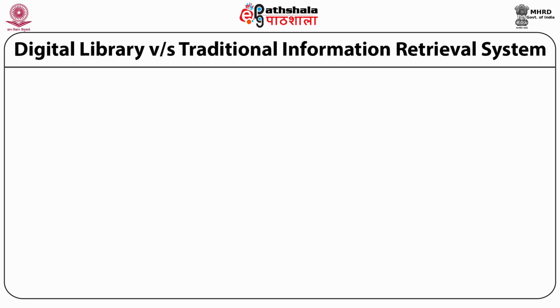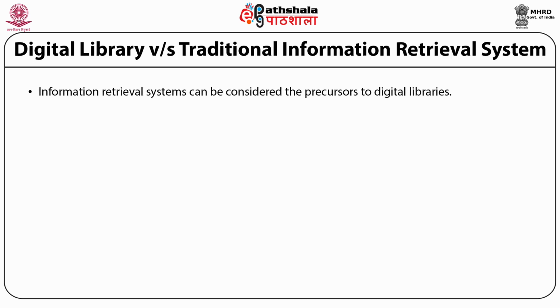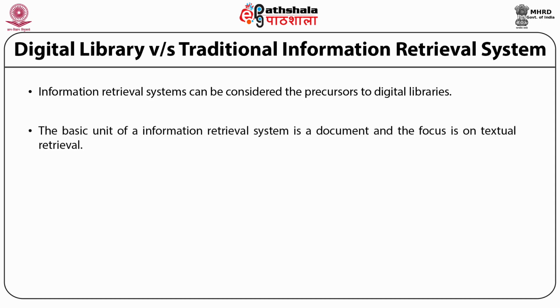Having examined the difference between digital libraries and traditional libraries, let us now examine major differences between digital libraries and traditional information storage and retrieval systems. Information retrieval systems have been in existence since the 1970s. They can essentially be considered as precursors to digital libraries. The basic unit of an information retrieval system is a document with focus on textual retrieval, whereas digital libraries, besides textual information, may also contain multimedia objects.